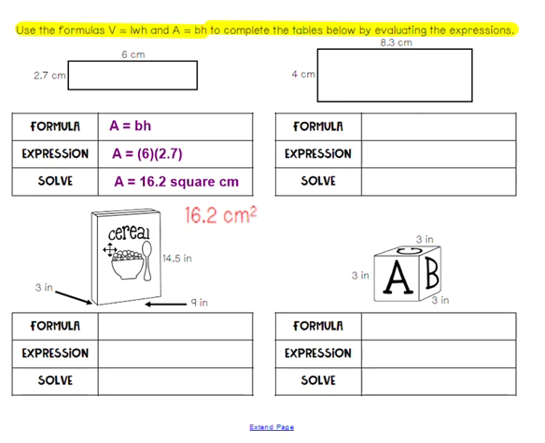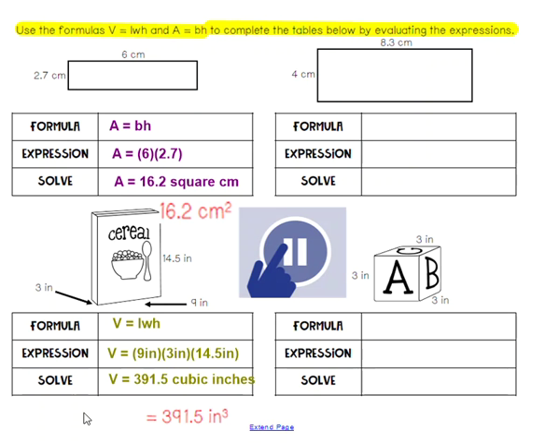If I look at the next box down here, the cereal box, they want the volume now because this is a three-dimensional shape. And the volume, well, that's length times width times height. So if I fill in the formula first, LWH, now if I substitute, I get the volume: the length is 9, the width is 3, and the height is 14.5. So that's where those came from. And if I multiply all three of those, I can get this answer right here, 391.5 cubic inches.